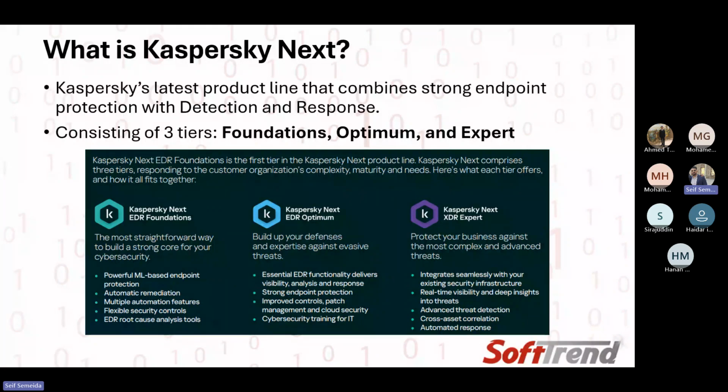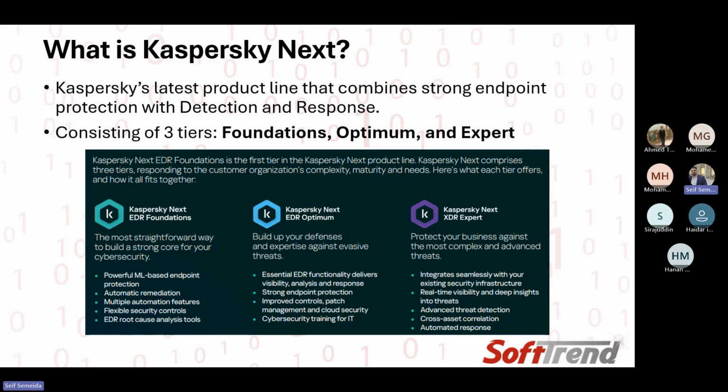So what is Next? Basically, Kaspersky, as you may know, is a huge organization in the field of cybersecurity. Mainly after the coronavirus and the increase in remote working, they decided that they have to create a more scalable solution that can be managed easily from the cloud or on-premise if required. Instead of having around 6 or 7 different plans that can maybe create confusion for the customer, they decided to create 3 main tiers: the Foundations, Optimum, and Expert.